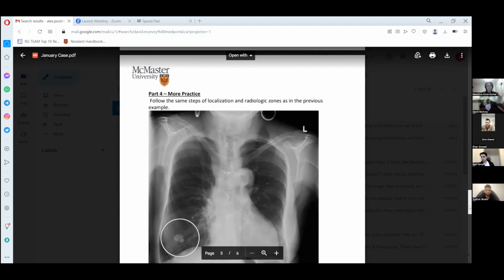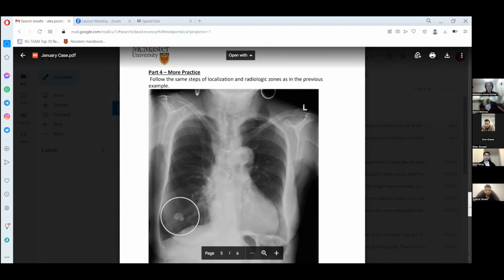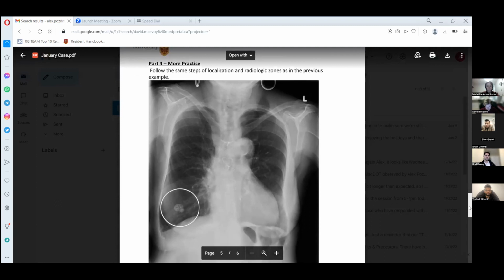So you can do a little bit more practice here. What about this one? This radiograph is actually pretty interesting.